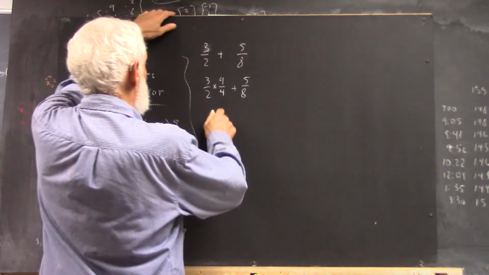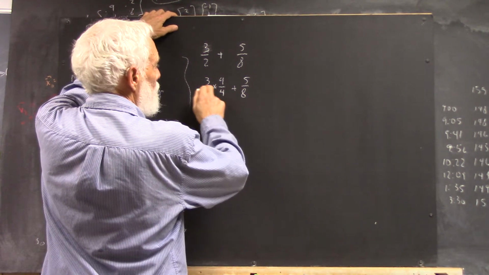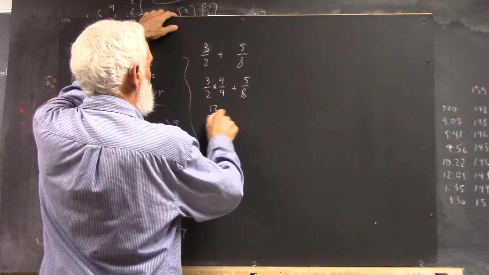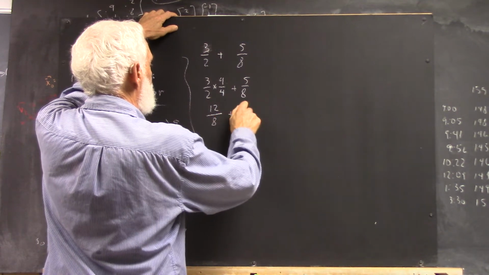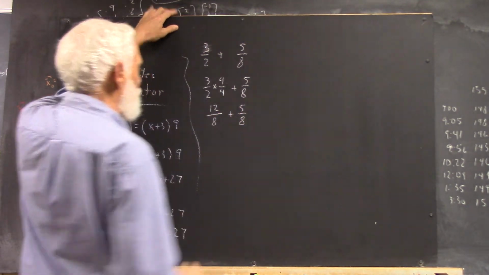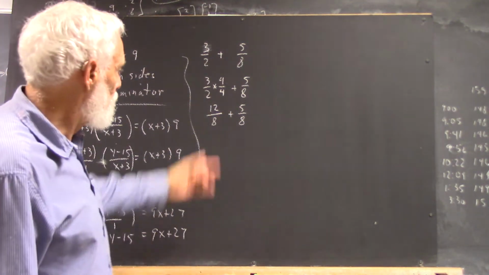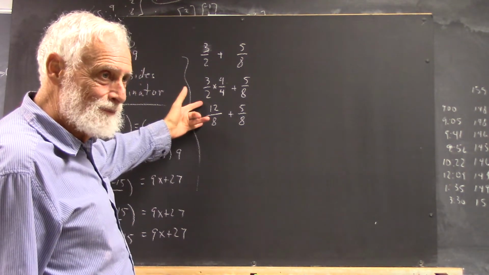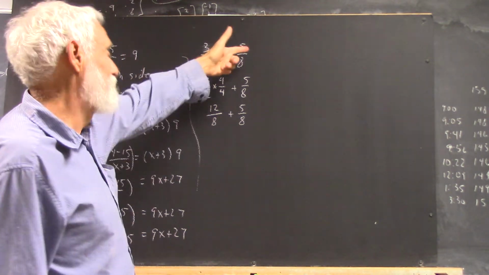So now we have what? And now I'll write it all out. This is 12 over 8 plus 5 over 8, right? Of course, we don't simplify 12 over 8. If we did, we'd get back to 3 halves, and we wouldn't be able to add them.